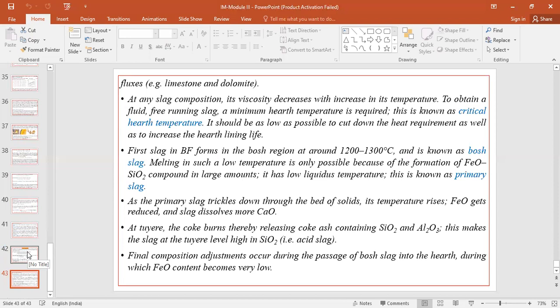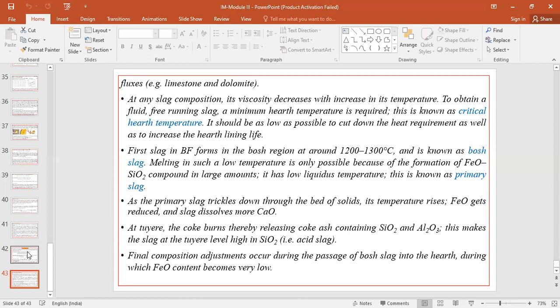So as I said, at any slag composition, its viscosity decreases with increasing temperature. To obtain a fluid, free running slag, a minimum hearth temperature is required, which is called the critical hearth temperature. It should be as low as possible to cut down the hearth heat requirement as well as to increase the hearth lining life. The first slag in the blast furnace forms in the Bosh region at around 1200 degrees centigrade, and it is known as Bosh slag. And melting at such a low temperature is only possible because of the formation of the low melting compound, that is FeO and SiO2 in large amounts. It has a low liquidus temperature. This is known as the primary slag.